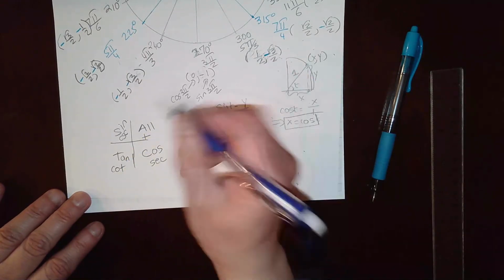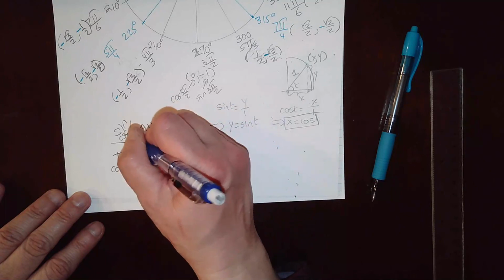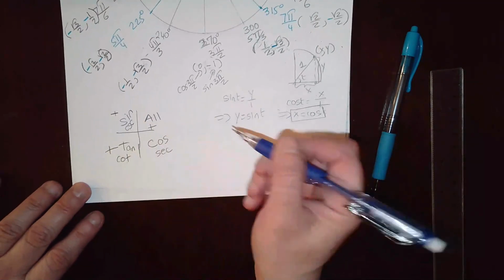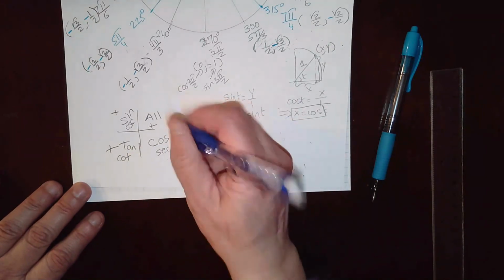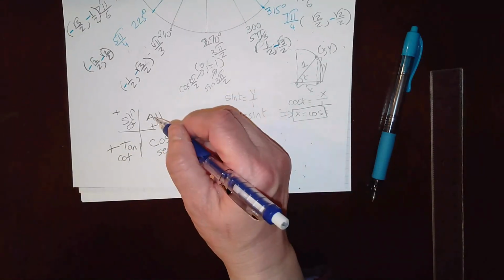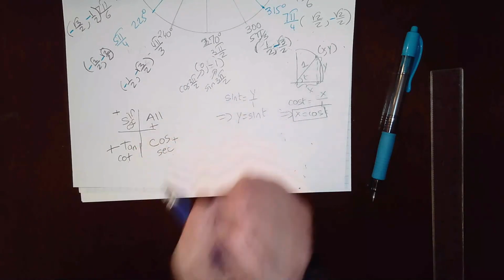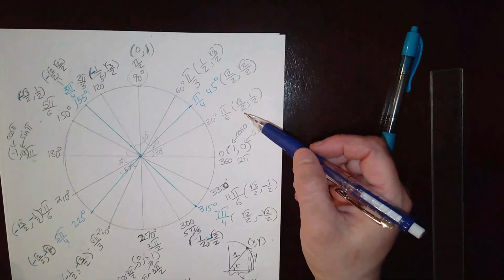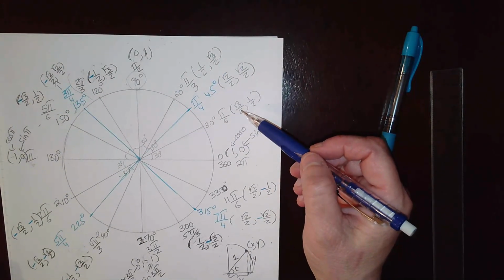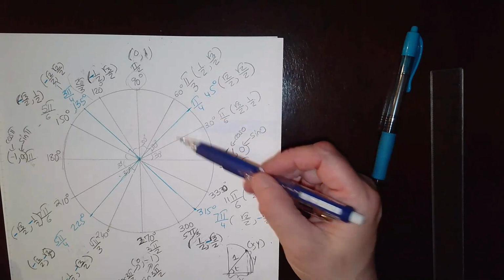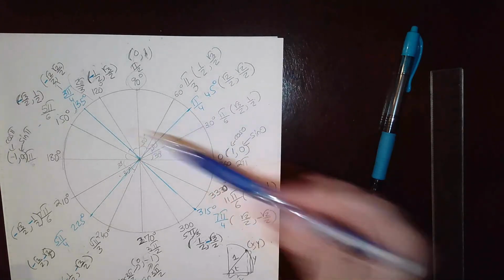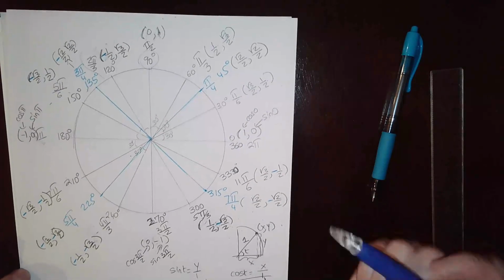So here all are positive. Here the sine and cosecant are positive. Here the tangent and cotangent are positive. And here the cosine and the secant are positive. So ASTC. Or you can go by this: the x-coordinate is positive in the first and fourth quadrants, and the y-coordinate is positive in the first and second quadrants.